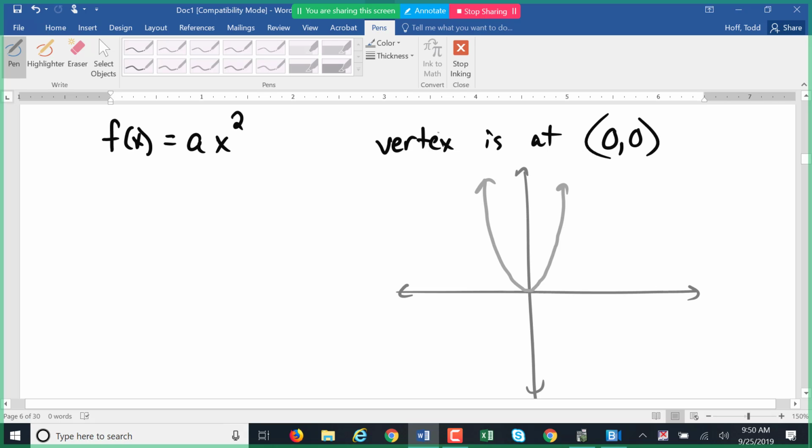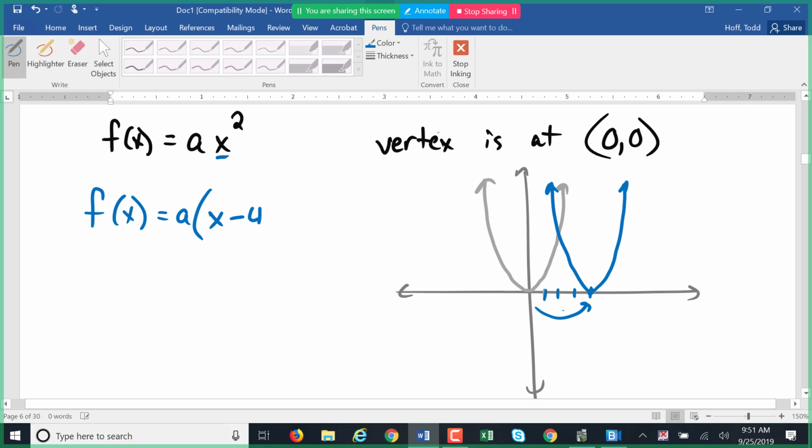If I want to move this over, let's say I want to move it over 4 spots. I want the vertex to be there. So the graph's going to be the same width. Still going to open up. I'm just moving it over 4 spots. That's moving along the x-axis, so I have to adjust the x. And when I adjust the x, I have to do the opposite. If I want to move 4 to the positive direction, I want 4 to behave like 0. It's x minus 4.